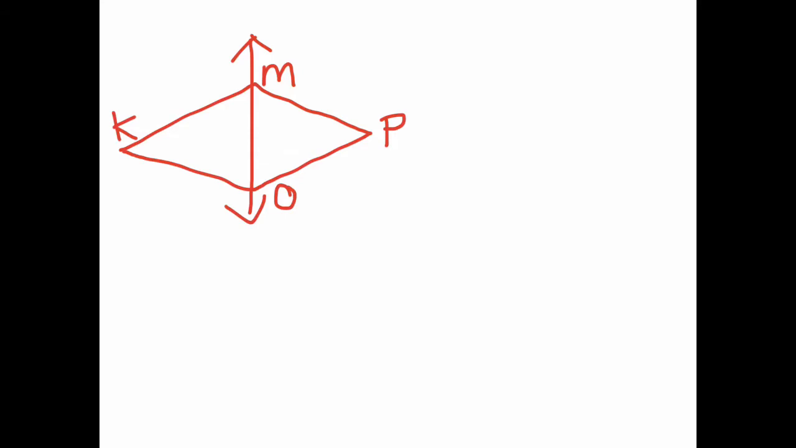We always begin with the information that's given to us, and then because OM bisects the angle, we can say that angle KMO is congruent to angle OMP, and we can also say that angle KOM is congruent to angle POM. So one in the blue and one in the green. This is because of the definition of an angle bisector.